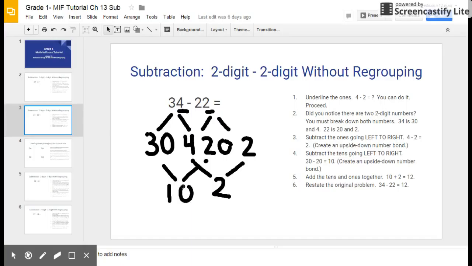Our final step is to add the tens and ones. 10 plus 2 equals 12. Therefore, 34 minus 22 equals 12.